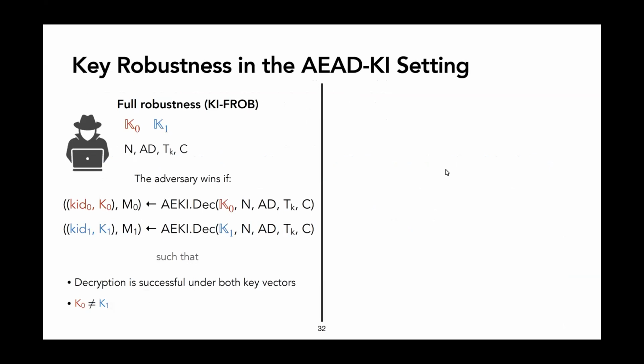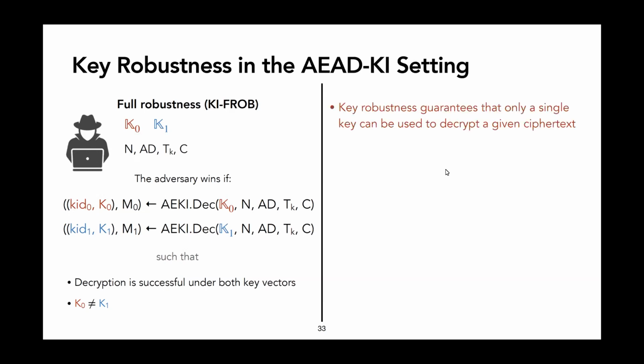We extend the full robustness definition from Farshim et al. into this setting, and our new definition is called KI-FROB. In our security game, we require the adversary to return two key vectors, K0 and K1, and the nonce, associated data, key tag, and ciphertext. The adversary wins if, when decrypting the ciphertext under the two different key vectors, decryption is successful under both key vectors and the keys that were returned are distinct.